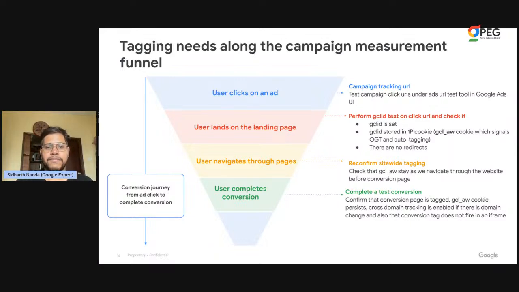This is more of just a view of how things would look when you're across all your tagging needs. Remember, the user funnel, the user conversion journey goes through multiple different aspects. What we have tried to outline here is all the steps in play. For example, when the user clicks on an ad, what sort of tag gets pushed out? Is it the campaign tracking URL? When the user lands on the landing page, what kind of test should you perform on it? Again, this is very implementation heavy. We will be sharing this deck with you later on, so definitely feel free to take a look at some of these details as you move through with them.